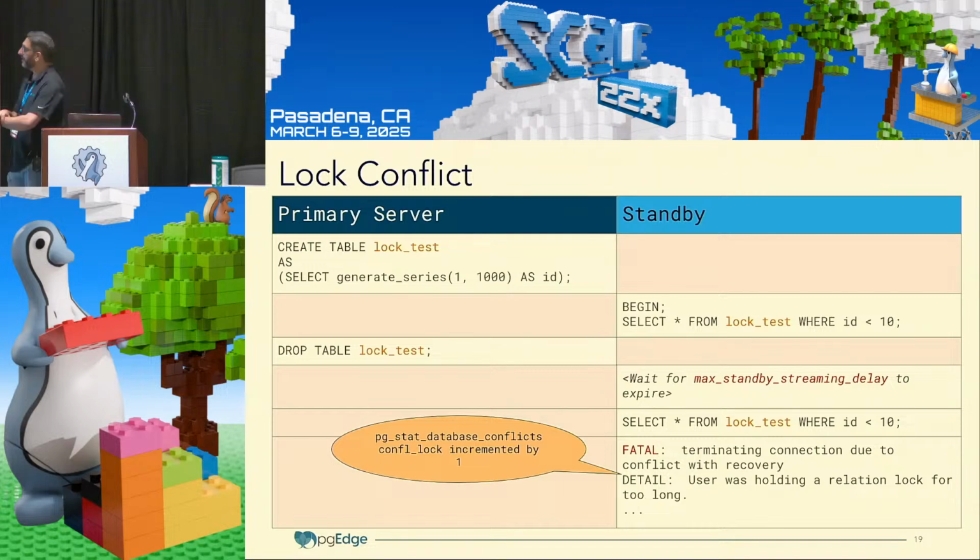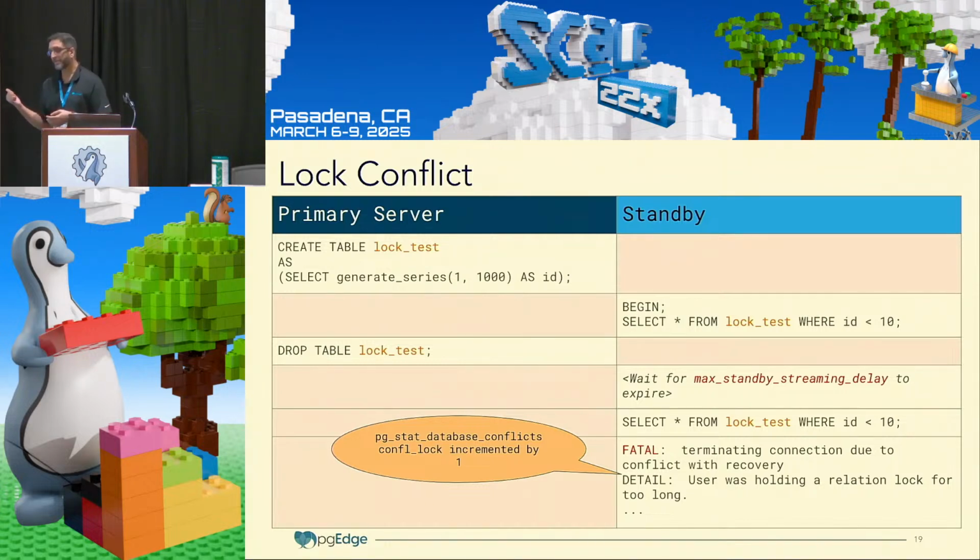To generate a lock conflict, it's actually pretty easy. In this particular example, you create a table and fill it with some data. On the standby, you start a transaction as well, and then you access that table. On the primary, you drop that table.